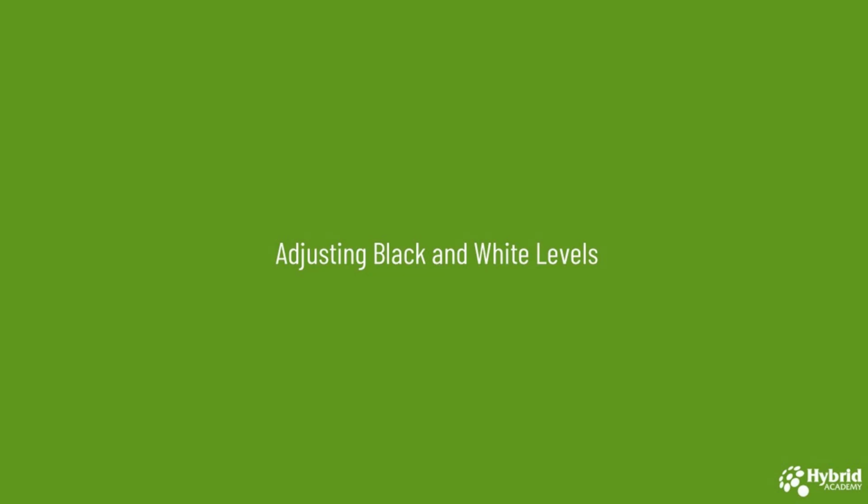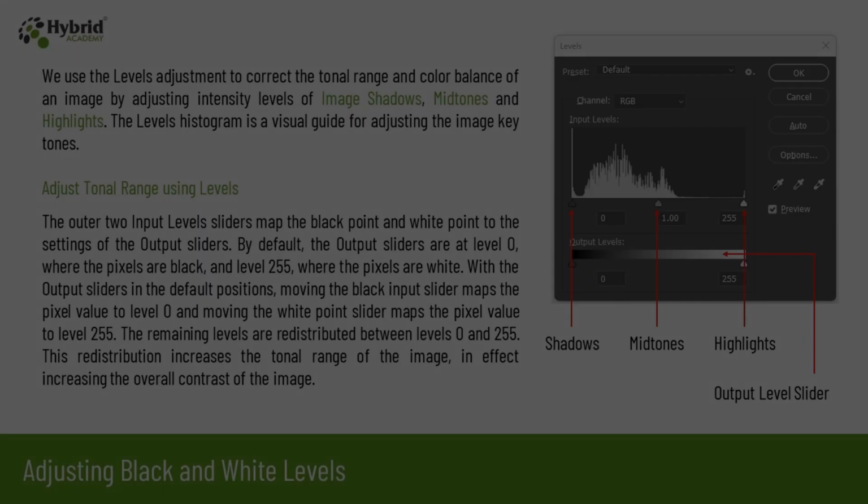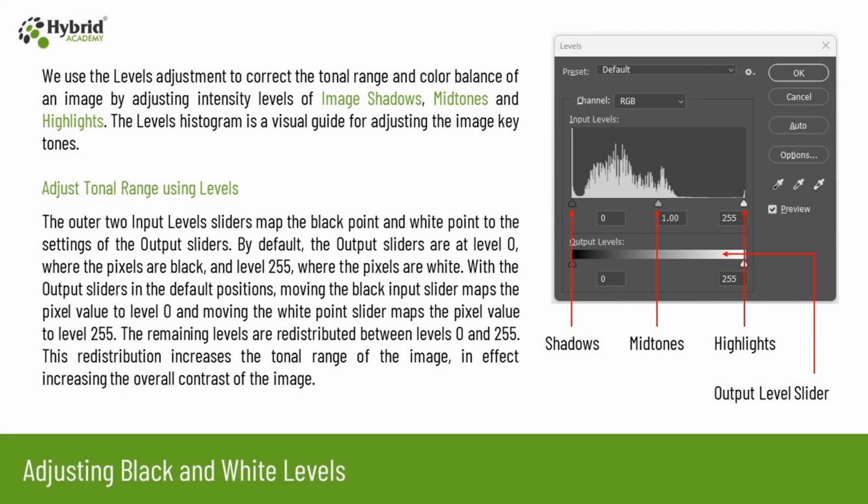Moving further, let's see how to adjust the black and white levels. We use the levels adjustment to correct the tonal range and color balance of an image by adjusting the intensity levels of image shadows, midtones and highlights. The levels histogram is a visual guide for adjusting the key image tones.